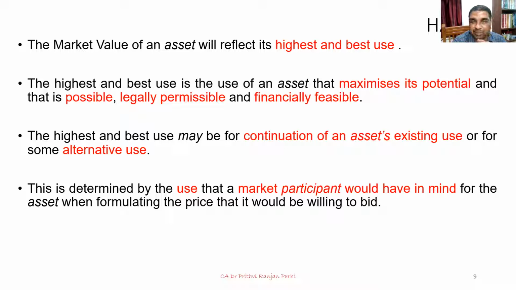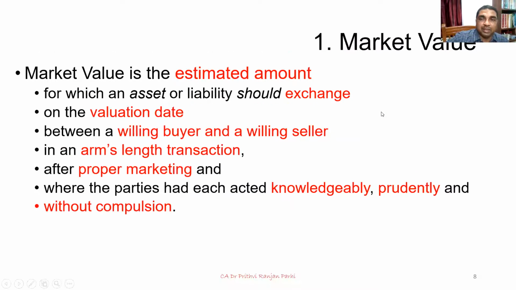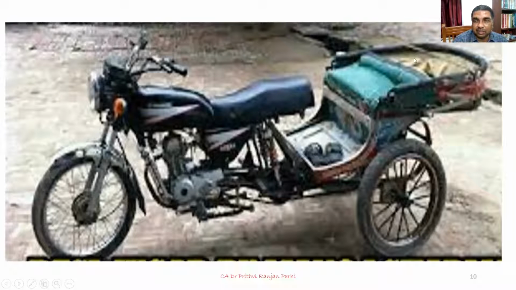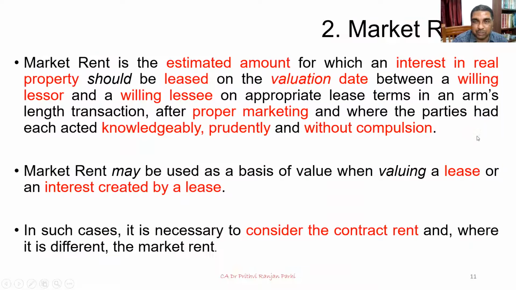Are you getting this concept of HABU and the concept of market value? So when you are selecting a base as market value base, you have to justify that this value reflects the highest and best use of that asset. If uses are different, then value might be different. This is an example of how an asset can be used in different ways, but you have to see what is the highest and best use of that asset. It is situation specific.